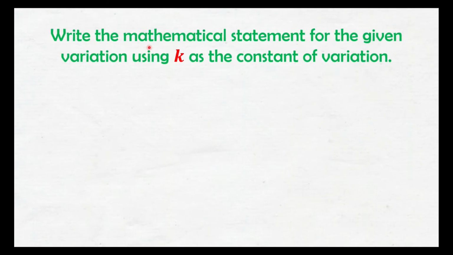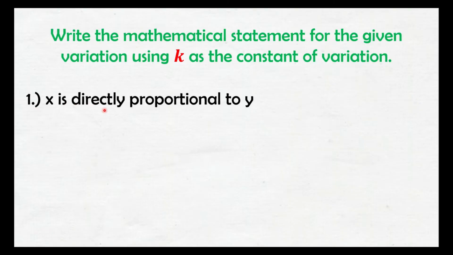Okay, write the mathematical statement for the given variation using k as the constant of variation. So, exercise tayo dito. So, x is directly proportional to y. So, madali lang, di ba? X is equal to ky. So, paghiwalayin lang natin yung dalawang variable, una itong x sa left side, is, tapos equals, directly proportional to y. And yung y na yon may kasama siyang k na pinag-multiply natin.